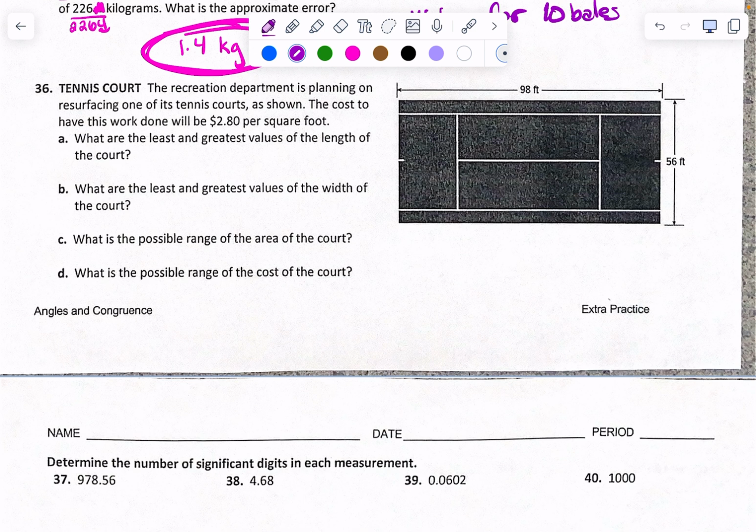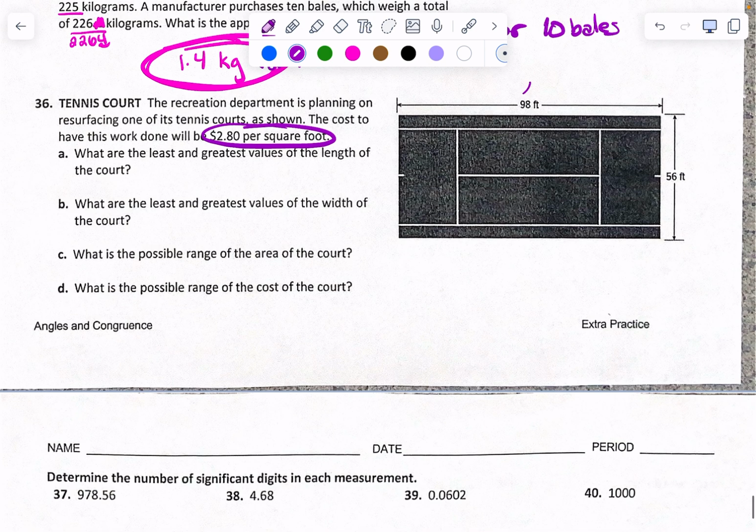The Recreation Department is planning on resurfacing one of its tennis courts as shown. The cost to have this work done is $2.80 per square foot. Circle that. $2.80 per square foot. What is the least and greatest values of the length of the court? Which one's the length, by the way? 98 is the length, okay?